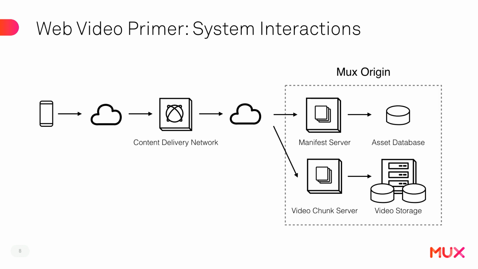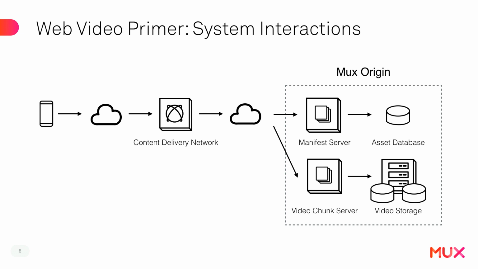So which systems are involved in this chain of requests? So you begin with the playback device on the far left, which makes a request for the manifests and the video chunks through the content delivery network, or the CDN. And in the event of a CDN cache miss, it'll then forward the request back to the video origin.